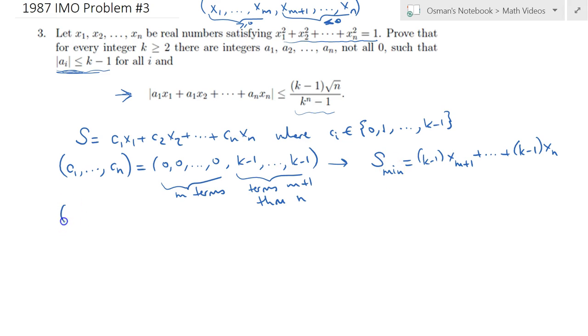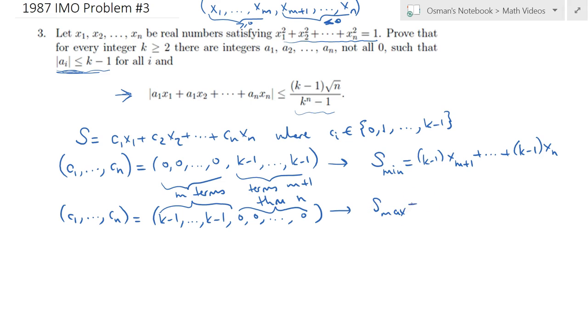In a similar way, if I pick my coefficients such that the first m terms are k minus 1 and the remaining terms are simply 0, so basically I'm just flipping the coefficients here, in that case, s will be maximized and the maximum value will attain k minus 1 times x sub 1 all the way to k minus 1 times x sub m.